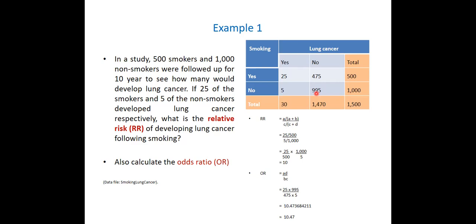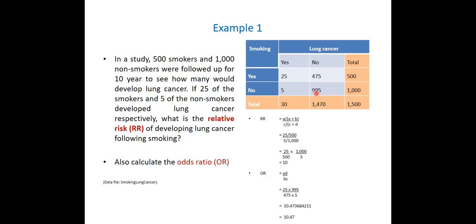Now, how do we calculate our relative risk? Before we talk about it, you know that relative risk just means you are comparing two risks by dividing one by the other. Let's calculate the two risks first. You want to calculate the risk for each level of exposure: the risk for smokers, those 500, and the risk for non-smokers, those 1,000 people. Now, from the table, out of the 500, we want to calculate how many people developed lung cancer. It's going to be 25 over 500.